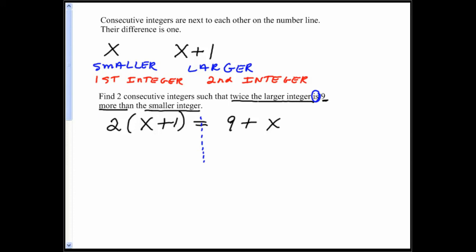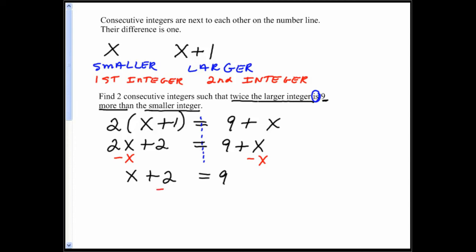First, distribute the 2. 2x plus 2 equals 9 plus x. We need to get our x terms together on the same side of the equal sign. So let's subtract x from both sides of the equation. We'll have x plus 2 equals 9. Finally, we need to get our constant terms together on one side of the equal sign, so subtract 2 from both sides of the equation, and we end up with x equals 7.